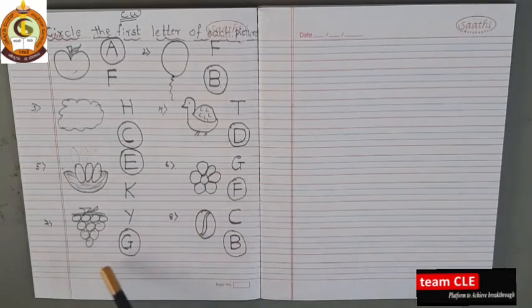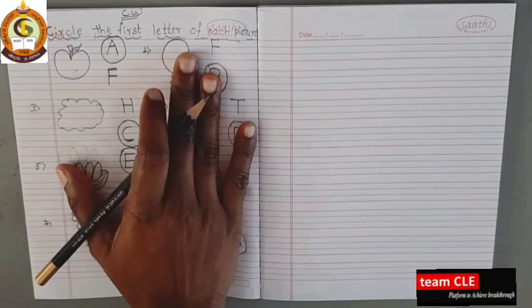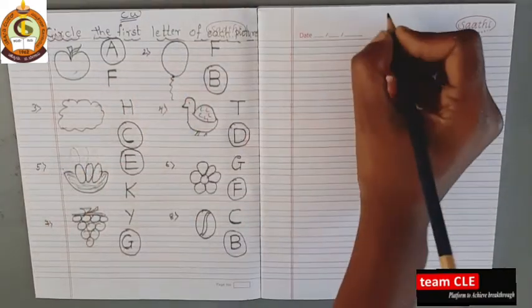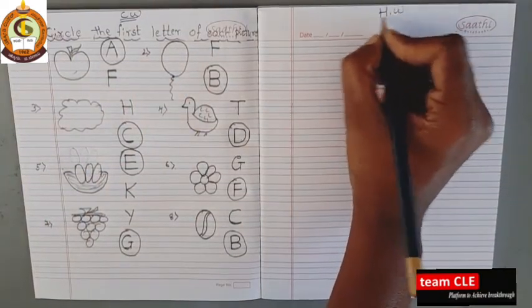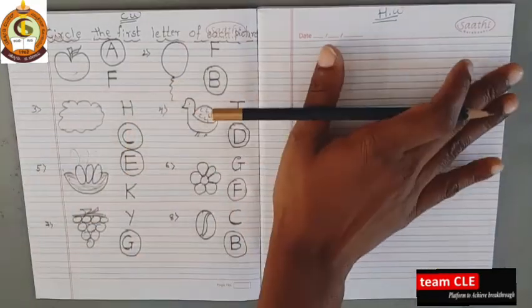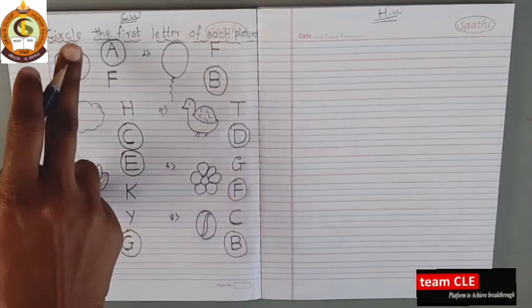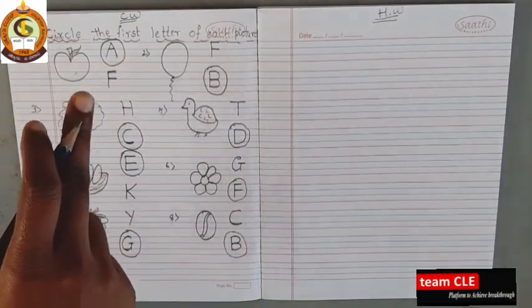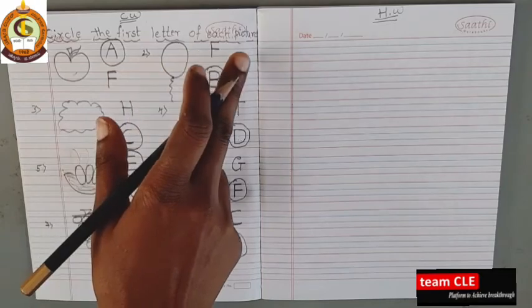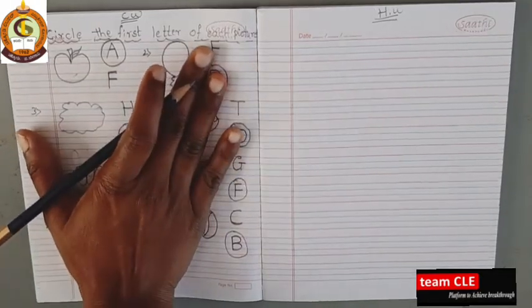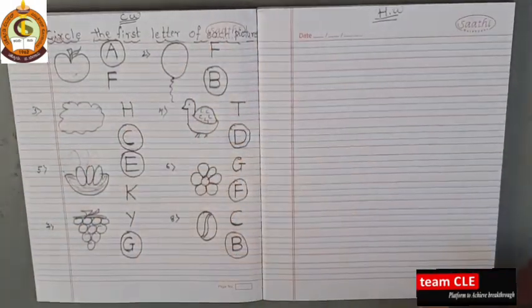So these are what? We have circled the first letter of each picture. So this is your classwork, and here what you have to do: you have to write this in your homework page. So in today's class, what did we do? Circle the first letter of each picture. This page you have to write in your homework page.